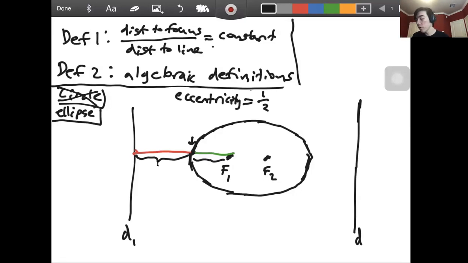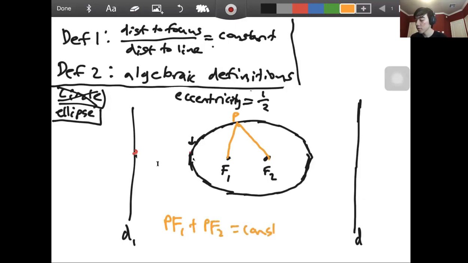Some of you may have learned ellipses before, and you'll know that there's actually another definition of ellipses that's often taught as how you first define ellipses. That definition is if you take a point and you sum up the distance to the 2 foci, you'll get a constant. So PF1 plus PF2 equals a constant. And this is how you draw an ellipse in real life. You would get 2 points and a rubber band, and you would just stretch the point along, and you can form an ellipse like that.